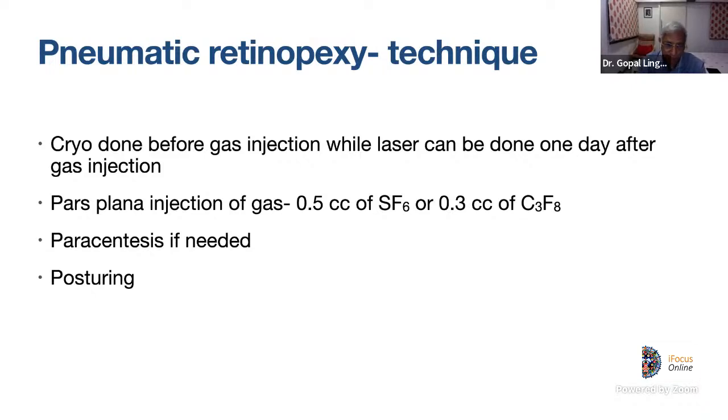Then, of course, you posture the patient. Paracentesis, if needed, based on the intraocular pressure at the end of the injection procedure. You don't have to do paracentesis first. You always inject the gas, wait for some time, and then do paracentesis, depending on the requirement.